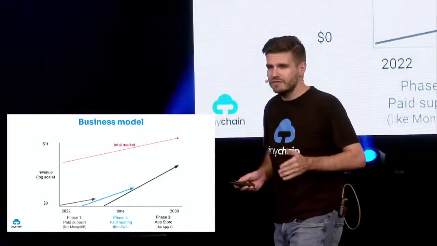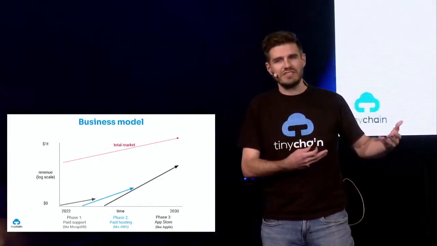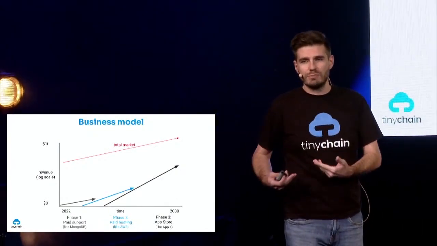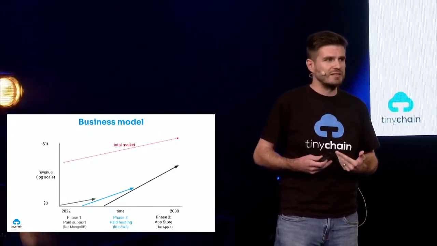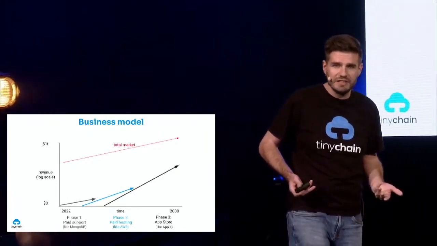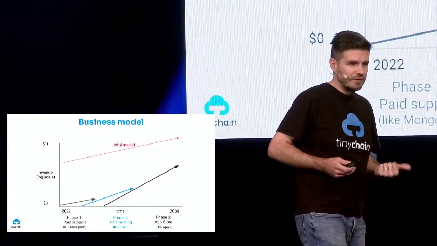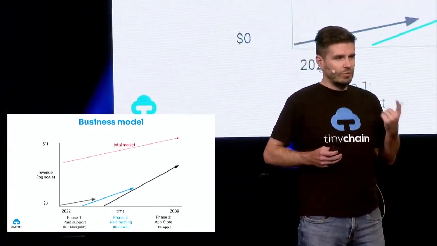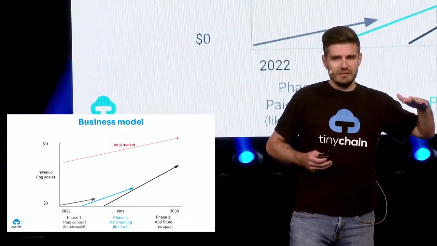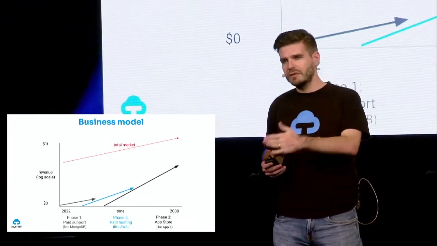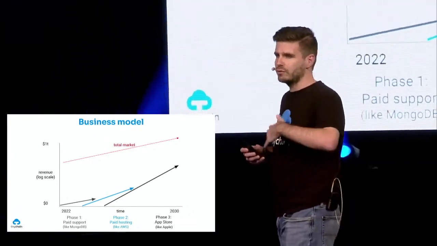Right now we're in phase 1 of our business development strategy, which is charging for support. That's the same business model as a lot of open source databases, like MongoDB is probably the most well-known. We've generated about $30,000 in revenue so far. We want to take that up to about $50,000 in monthly recurring revenue before shifting our focus to phase 2, which is charging for hosting.